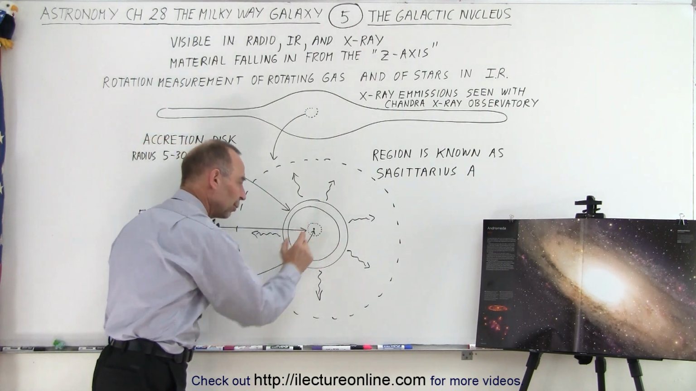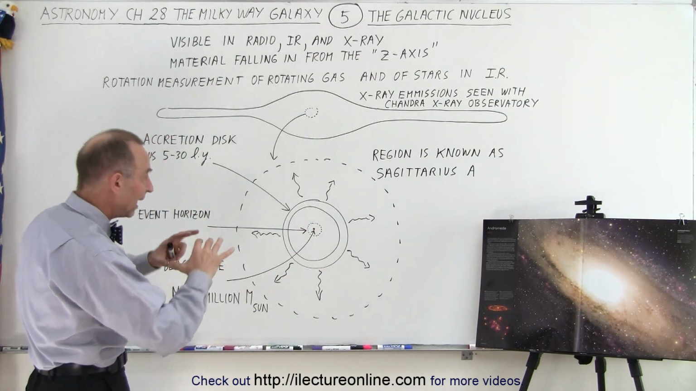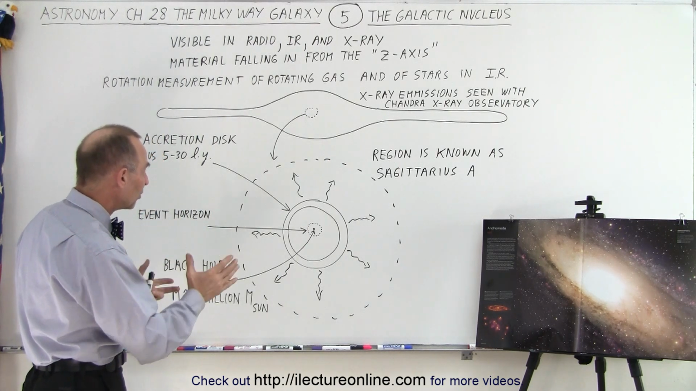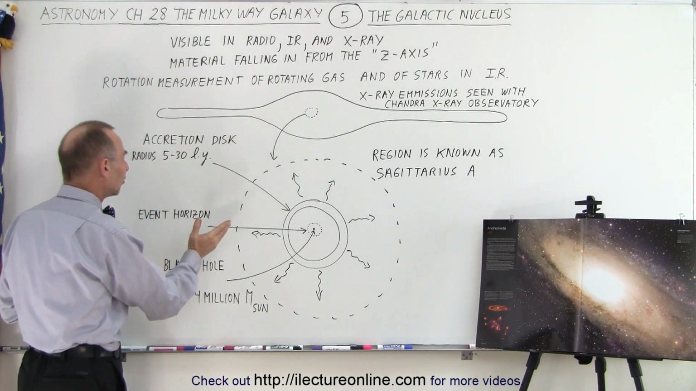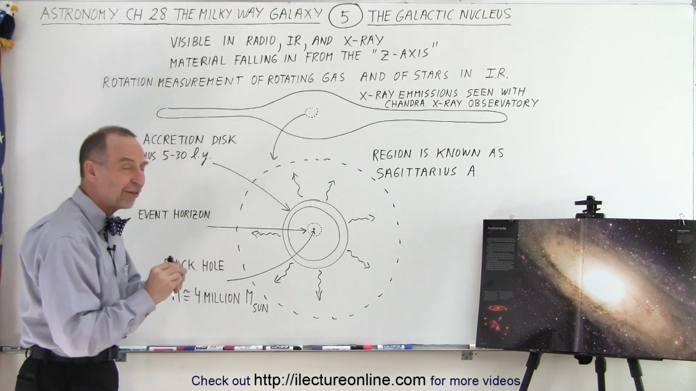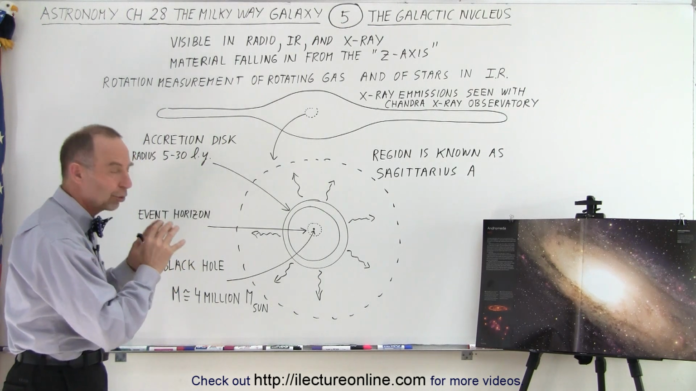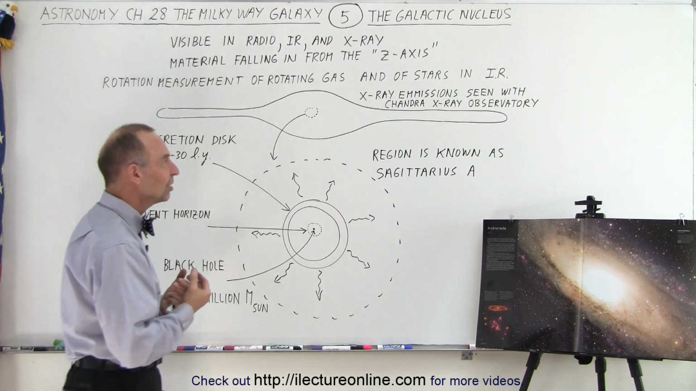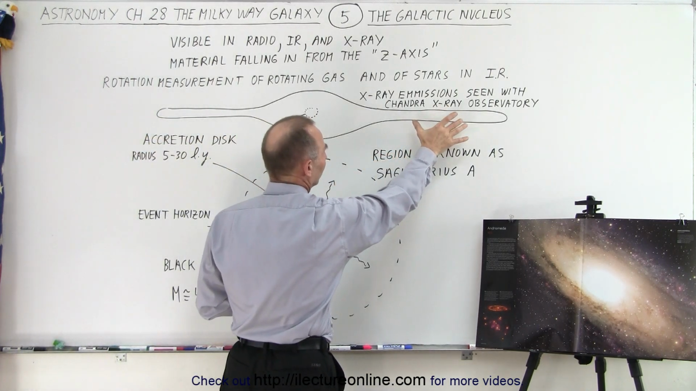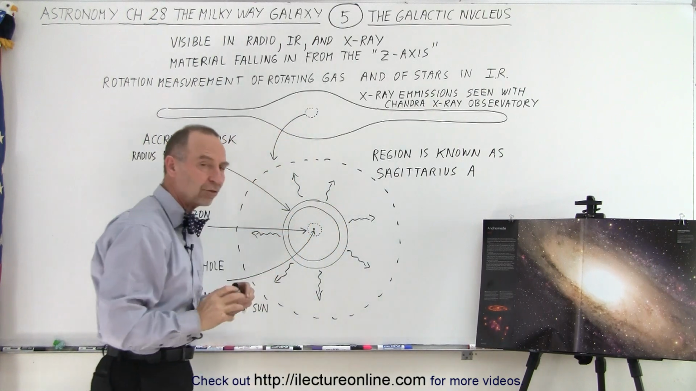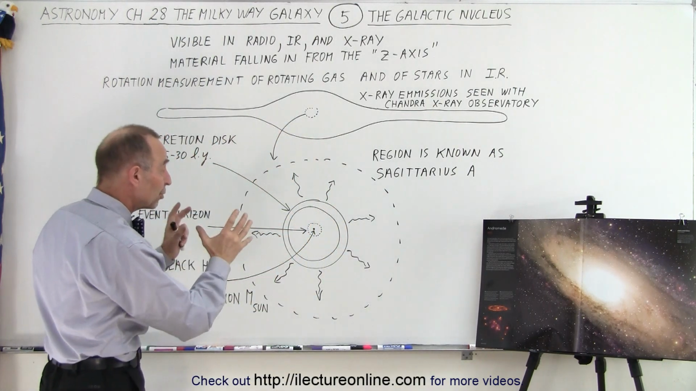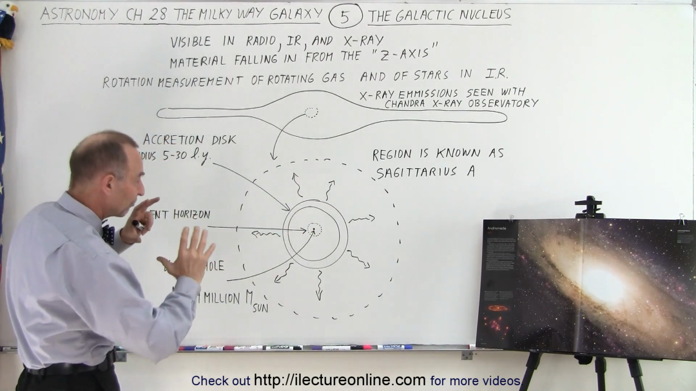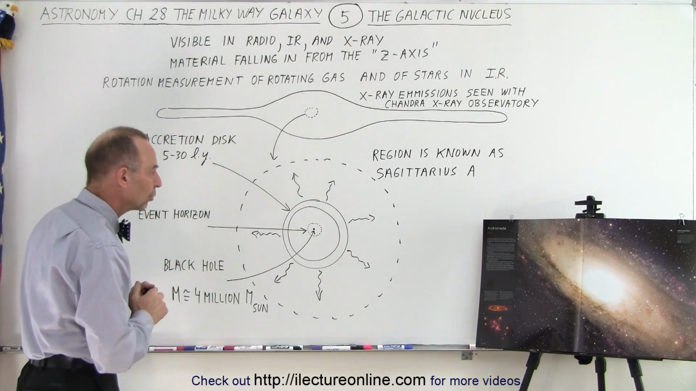Around the black hole, of course, we have what we call the event horizon. And around the event horizon, we do indeed have an accretion disk. The accretion disk is located at a distance of about 5 to 30 light years from the very center. We can measure the location of that disk because of the X-ray radiation that we get from it, and using the Chandra X-ray Observatory, we're able to capture those X-rays. We're also able to capture radio and infrared radiation from that region, and with all that analysis, we can figure out the size of that accretion disk.